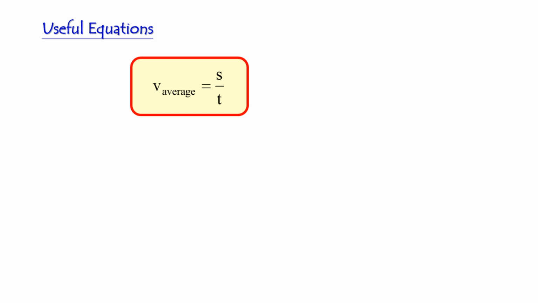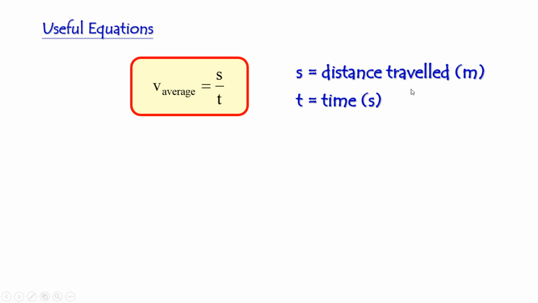But before we go into the questions, let us review all the equations we have learned in this chapter. The first one is the average speed of an object. How to calculate the average speed of an object? We use the total distance traveled by the object divided by the total time taken.